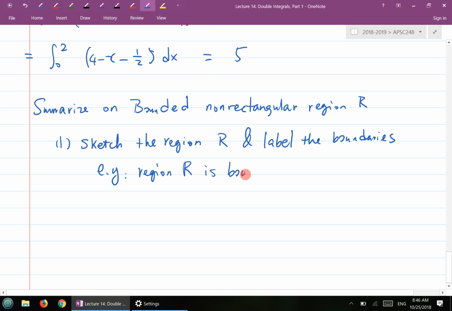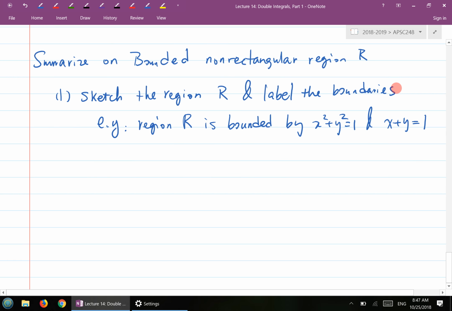is bounded by x squared plus y squared equal to 1 and x plus y equal to 1. So that's a very typical description of a region R. In this case here, as we said, sketching the region R basically involves sketching the two boundaries that are here. The first boundary is a circle, and the second boundary is a line. So let's just sketch that in the xy plane.